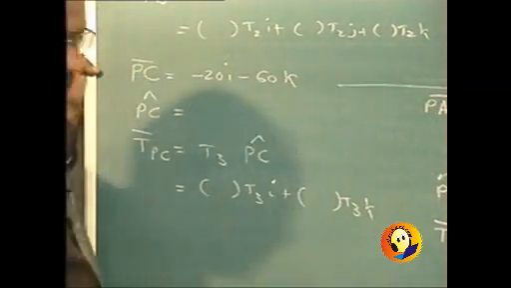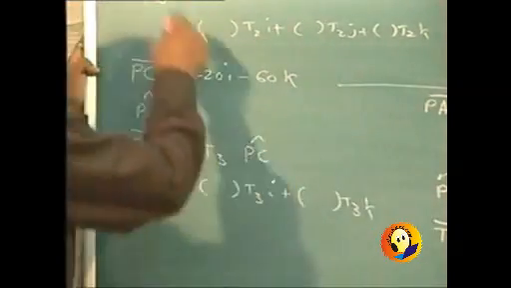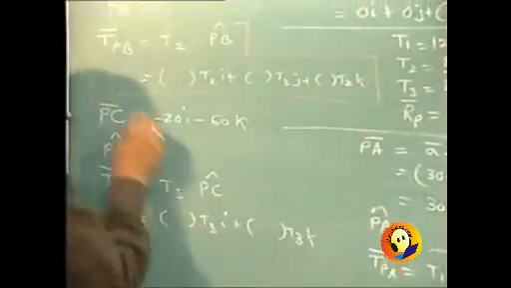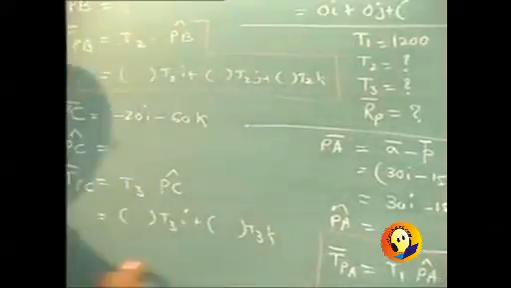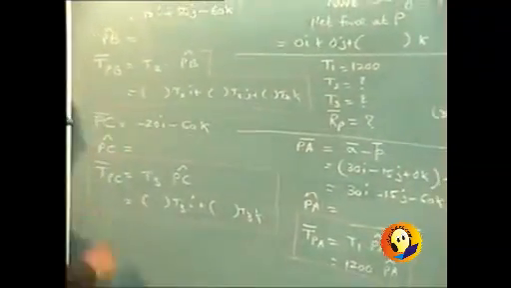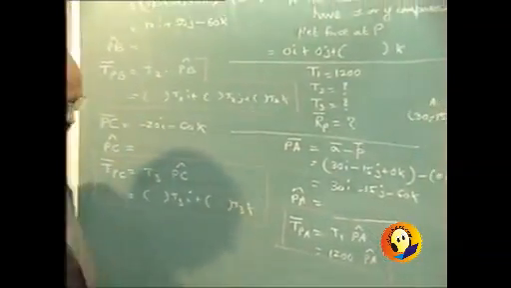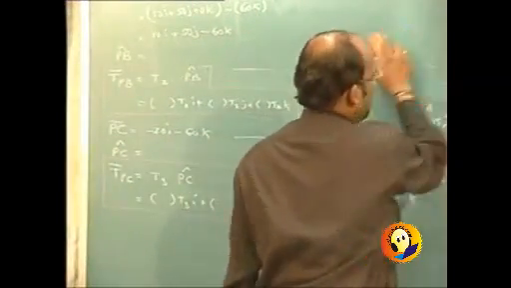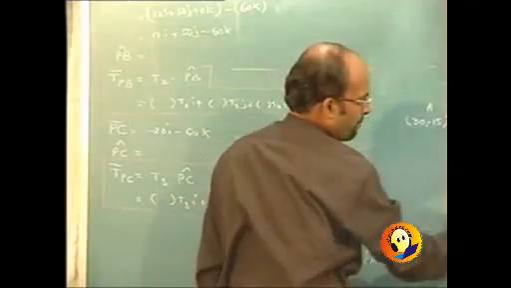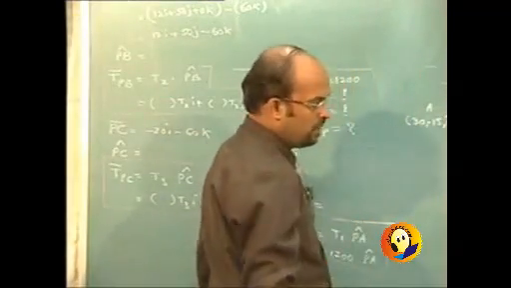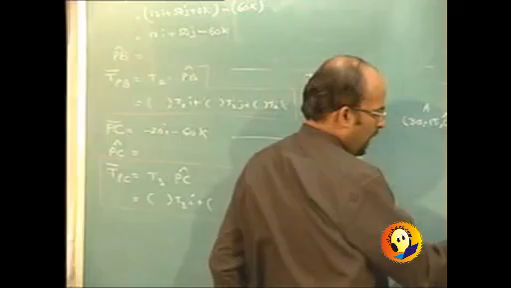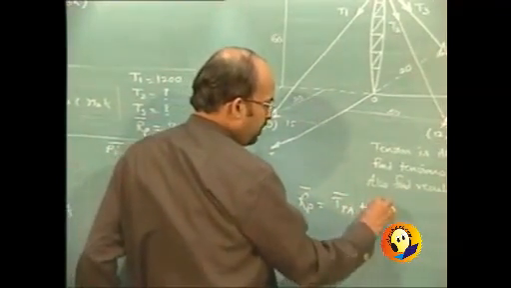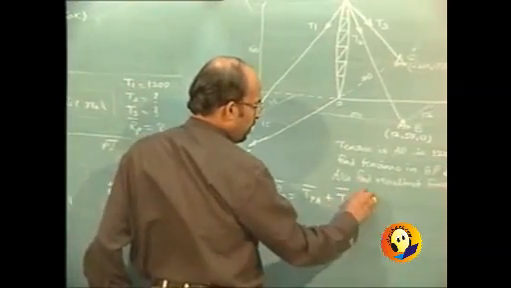So we got the three answers. This is one. We have got TPA bar and we also have got TPC bar. Now these three are to be added, and so we can write it as resultant at P, RP bar equal to TPA bar plus TPB bar plus TPC bar.